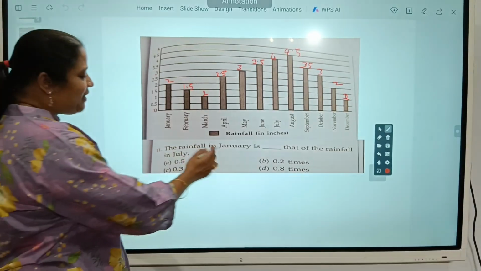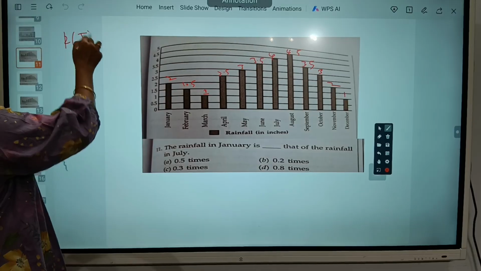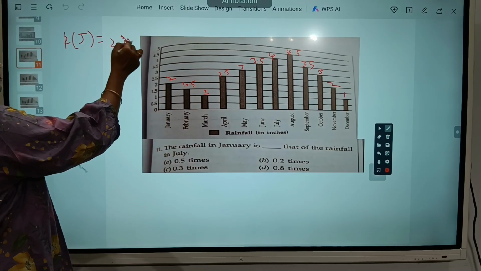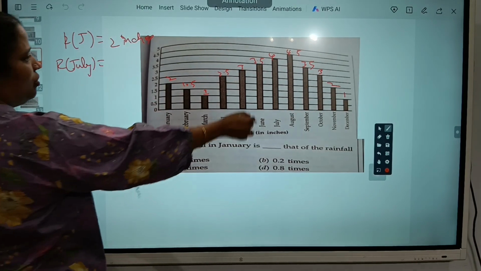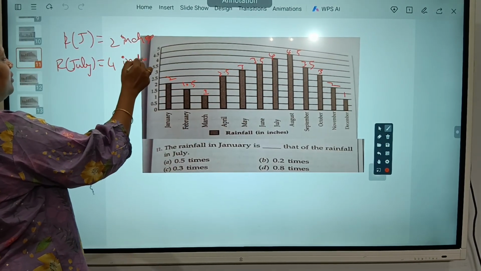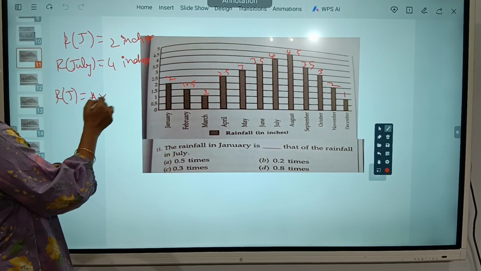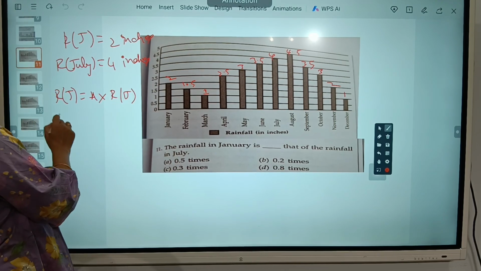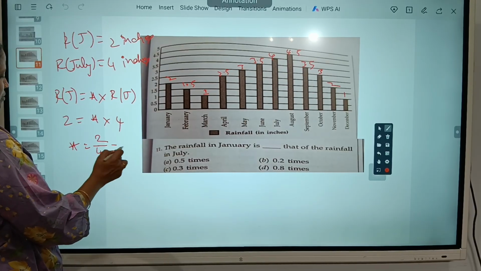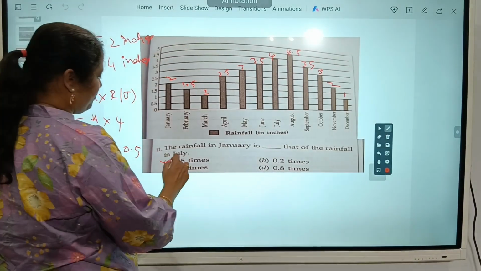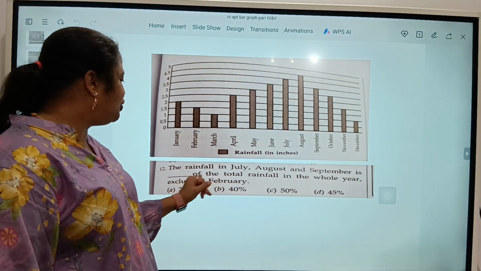Now the first question is the rainfall in January is dash that of the rainfall in July. We will take rainfall in January, that is equal to 2 inches, and rainfall in July is equal to 4 inches. So rainfall in January is equal to X times the rainfall in July. So 2 is equal to X into 4. X is equal to 2 by 4, means 0.5. The answer is 0.5.